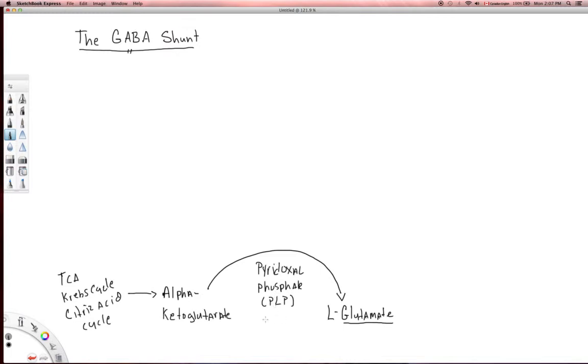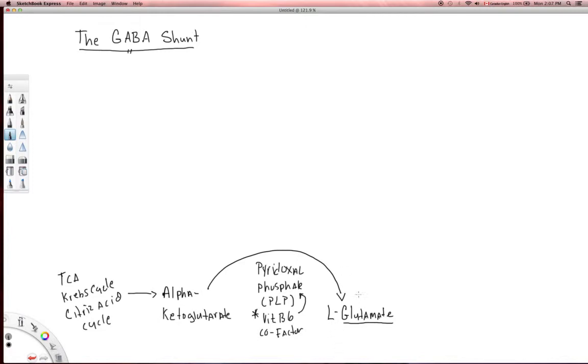And another thing that's real noteworthy here is that we need vitamin B6 as the cofactor, and vitamin B6 is, you guessed it, pyridoxal phosphate. How about that? So vitamin B6, or pyridoxal phosphate, is a very important cofactor in this reaction.